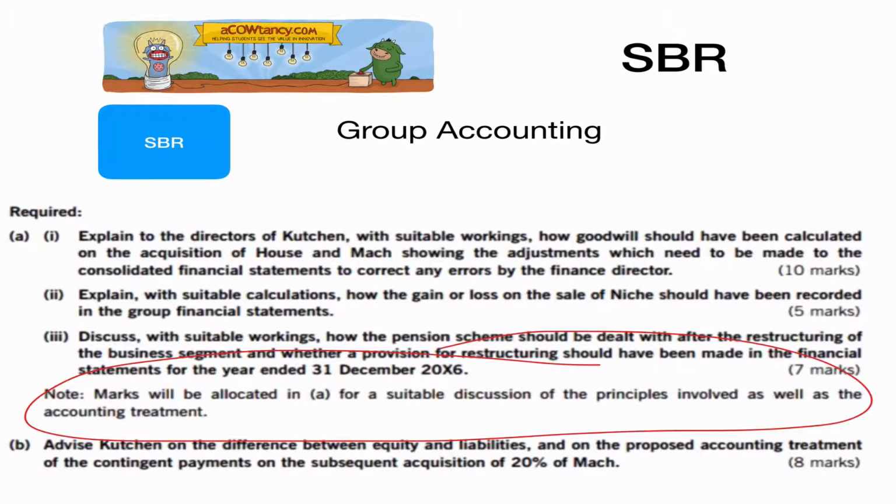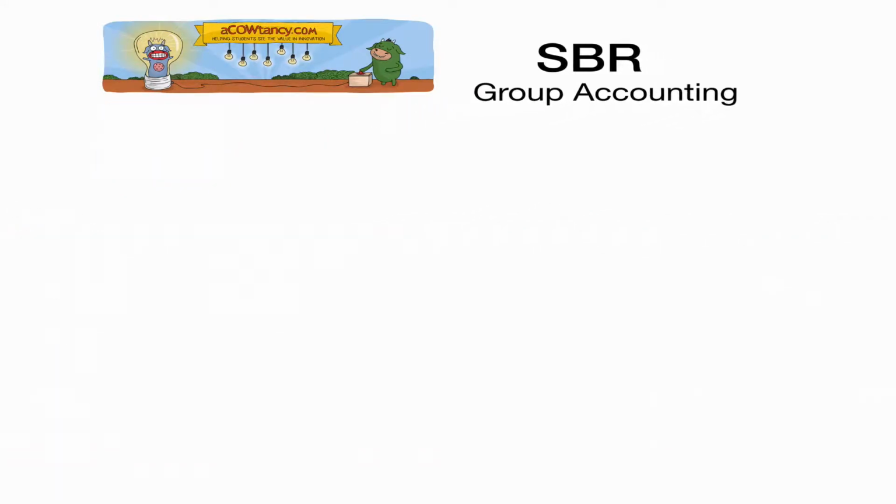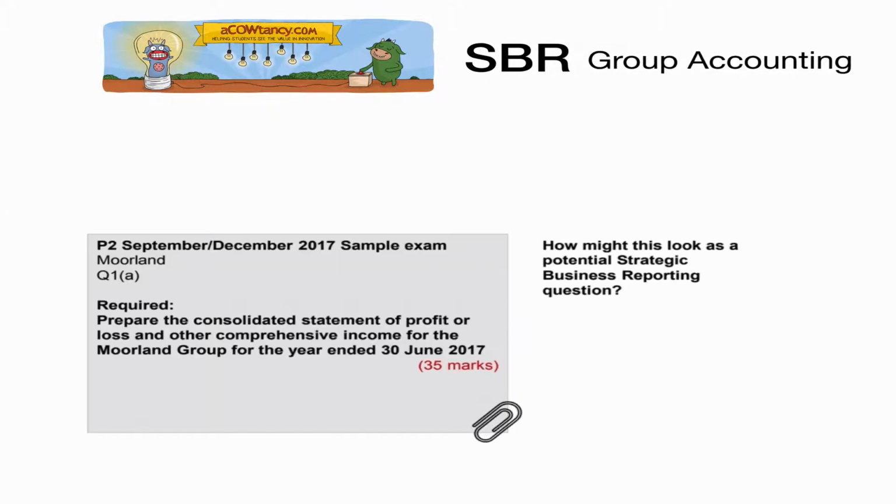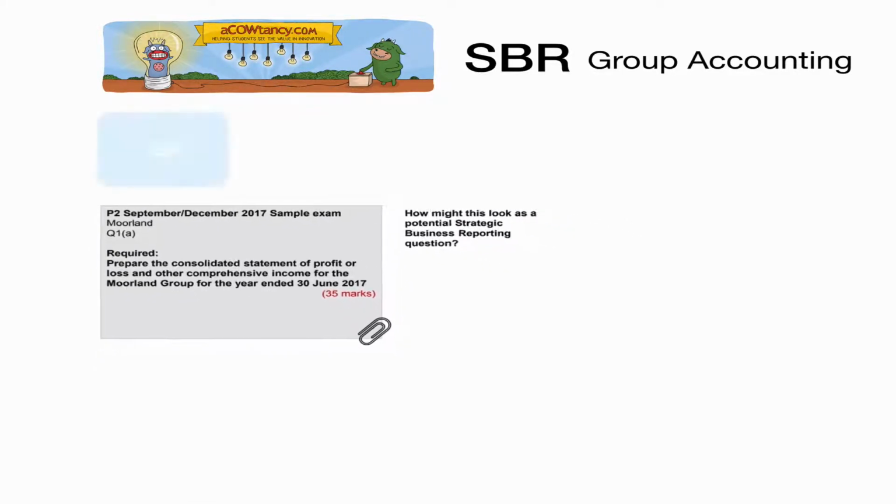Have a look down here. Look, note, marks will be allocated for suitable discussion of the principles involved, as well as just doing the numbers. Okay, so let me see if I can explain it, but look at another question. Here's a P2 question. Prepare a consolidated income statement. You know, the ones that everybody used to hate. Well, how might that now look in an SBR question?